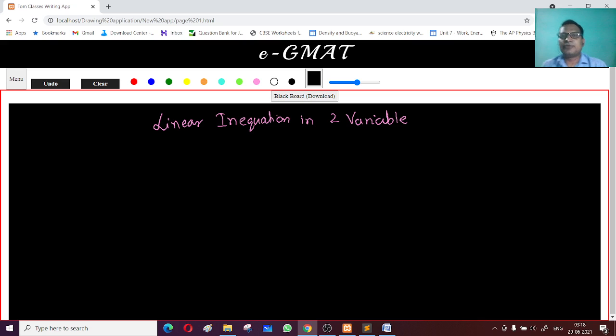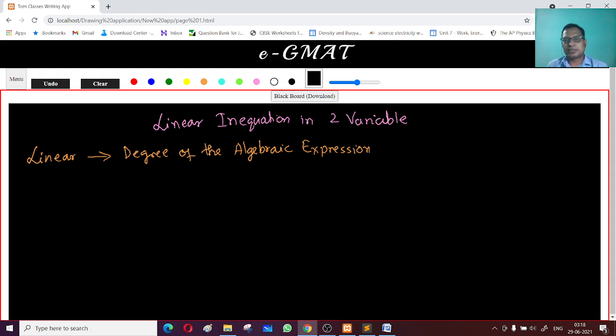So here you see that we have got some terms over here. The moment I talk about linear, what does linear mean? Then I'm talking about the degree of the algebraic expression, right? I hope you know what an algebraic expression is and what degree is. So here the degree is 1. Whenever we talk about linear, it is going to be an algebraic expression with degree of 1, right?